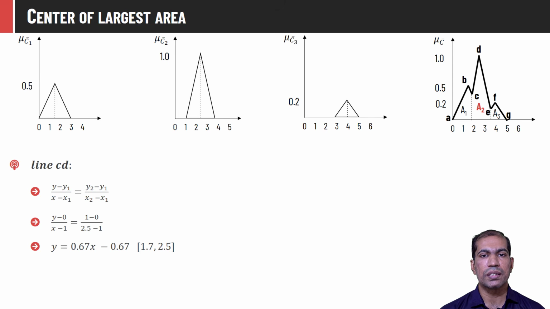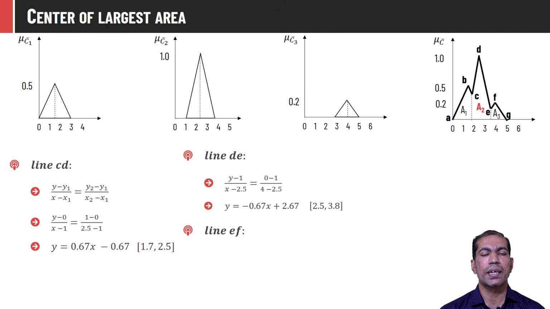To compute the area of this region A2, we need to find the equations for lines CD and DE. The equation of line CD we have already computed. That was 0.67x minus 0.67, and it ranges from 1.7 to 2.5. Let us compute the equation for line DE now. For line DE, x1, y1 is 2.5, 1 and x2, y2 is 4, 0. When we put the appropriate values, we will get this equation. But again, this line is for x equal to 2.5 to x equal to 4.